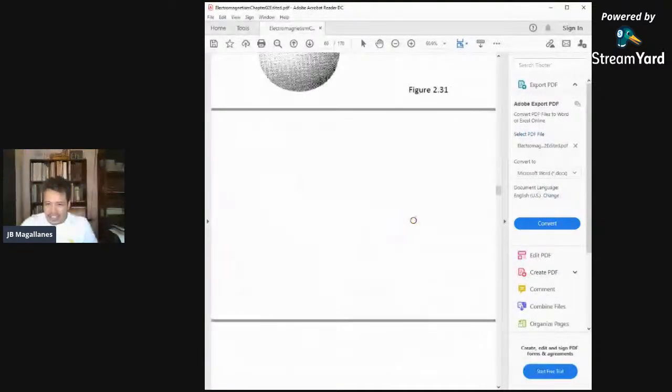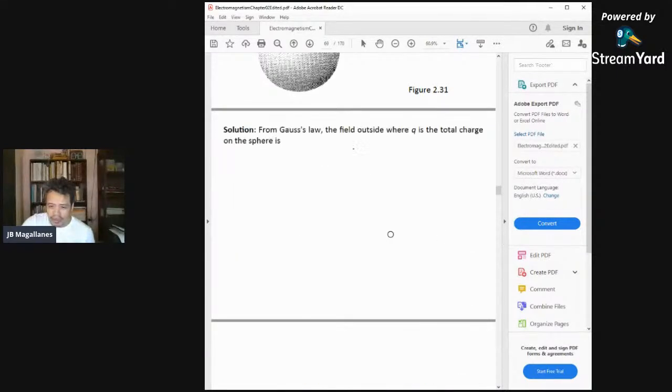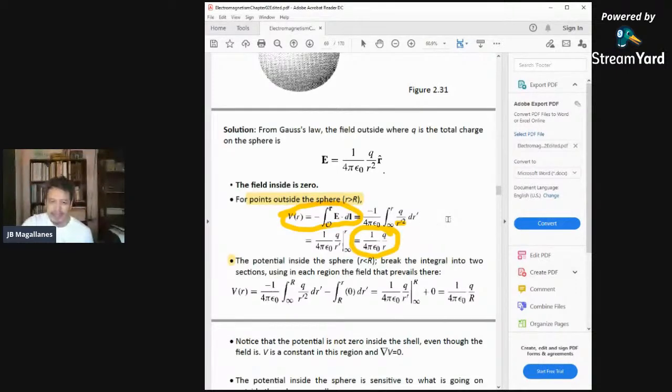Here, you're integrating 1 over r prime squared with respect to dr prime. I hope you're not confused with E dot dl. The E is in the radial direction, and of course, the contribution of the dl would also be in the radial direction. So the other two components of the dl will contribute nothing to the potential. So the integral of 1 over r prime squared with respect to r prime would just be the negative of 1 over r prime. So if you evaluate that, it will give you this.